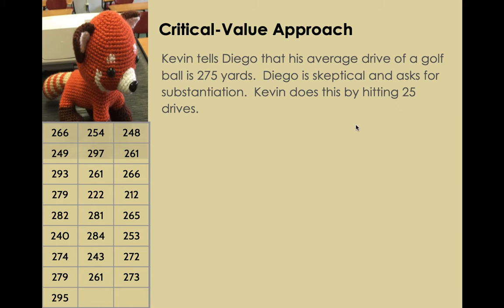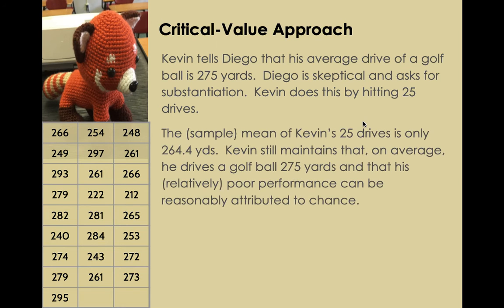As we crunch through this data from this sample, we get a sample mean of 264.4 yards. Not 275. Kevin still says, hey, on average, my average drive is 275 yards, and this is reasonably close to 275. We looked at confidence intervals, and they could spread out quite a bit, so it could fall within there. So he still says my mean drive is 275. There are other things; chance gets involved in here, right?